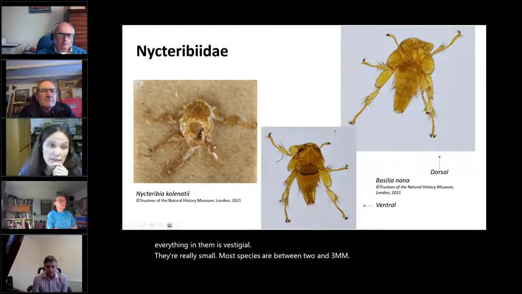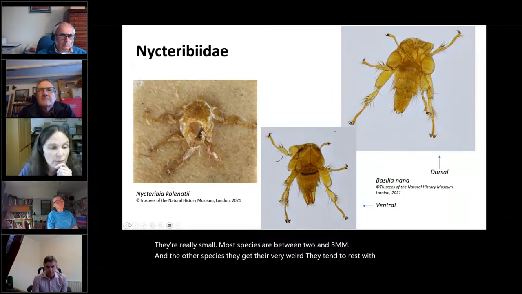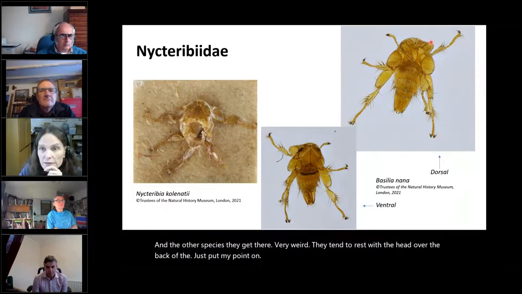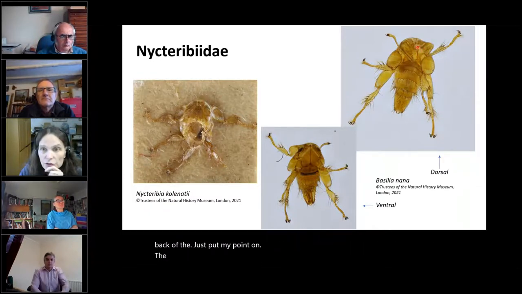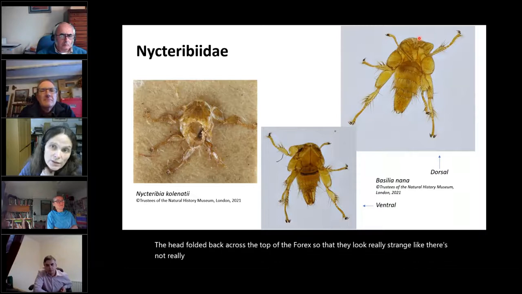The other species, they're very weird. They tend to rest with the head folded back across the top of the thorax, so that they look really strange, like there's not really any fly there, and the head sort of tends to come down when they feed.